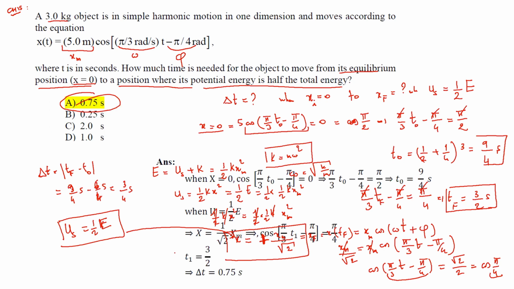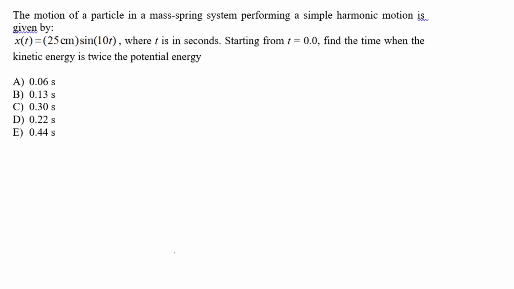Okay, so now let's look at this problem here. Simple harmonic motion again, chapter 15. So I have the motion of a particle in a mass spring system performing a simple harmonic motion given by, I gave you here, x at any time is 25 centimeters, sine 10t. In general, I do this to confuse students, okay?